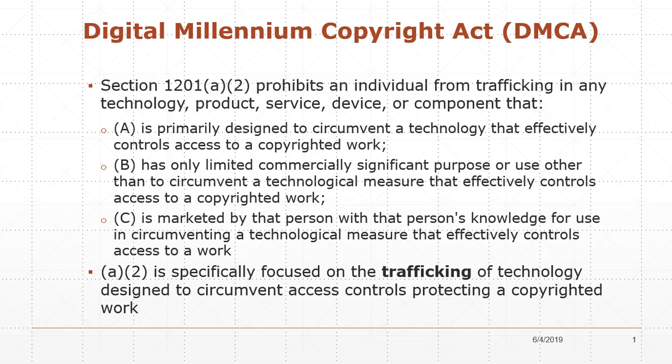1201(a)(2) is specifically focused on the trafficking of technology designed to circumvent access controls protecting a copyrighted work. If you think back on (a)(1), that was that the technology exists. Now we're looking at (a)(2), where we're trafficking in that technology.